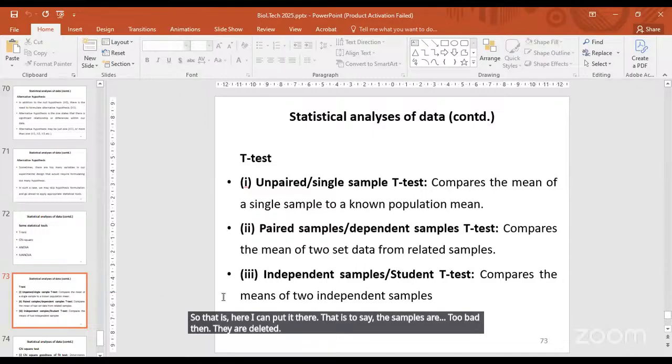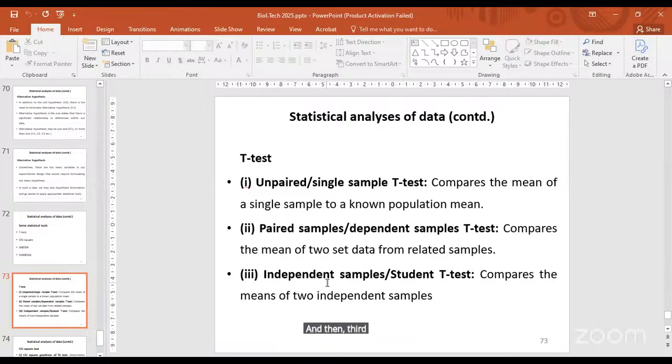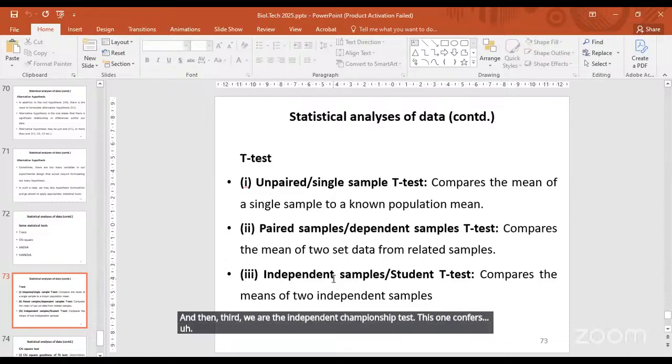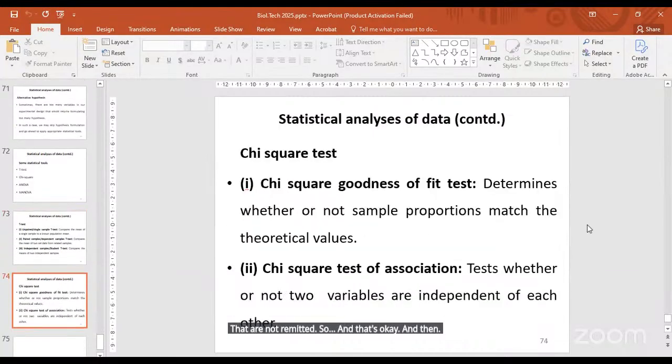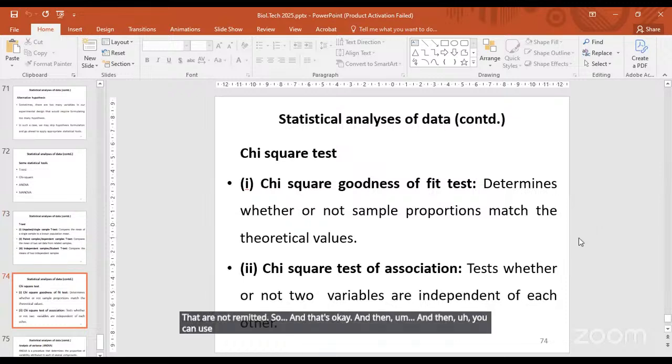And then third, we have the independent sample t-test. This one compares two groups that are not related. So, is that okay? And then you can use the chi-square.